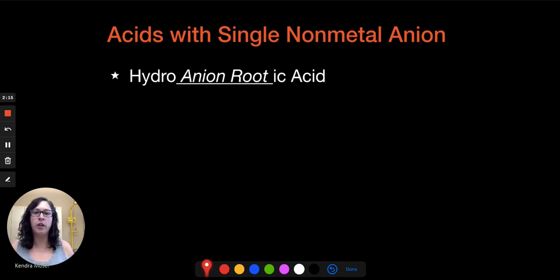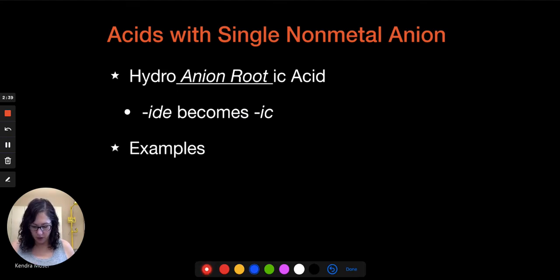What we want to do is have hydro as the prefix, the anion root in the middle, and ic as the suffix, and then we put acid at the end. The ide that you normally see in your anions becomes ic when we are doing these. So we're going to take the base of our names and write it as ic. I'm going to give you a couple of common examples.